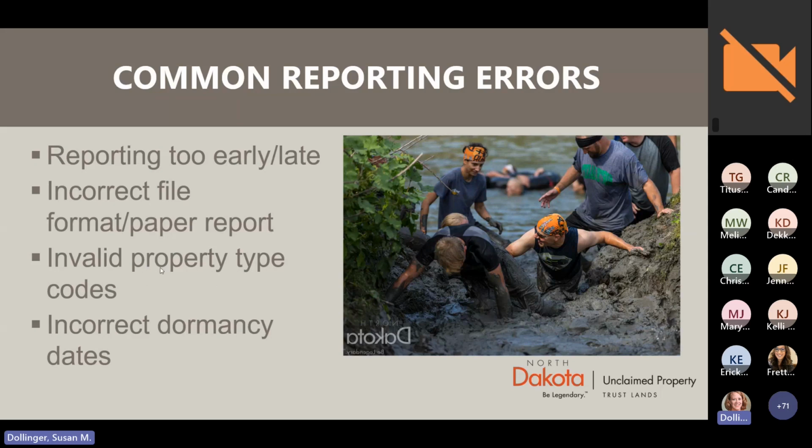Another common error is an invalid property type. So if you choose the wrong property type, your dormancy period might be wrong, which leads to incorrect dormancy dates. So just be super careful with your property codes and your dormancy dates.